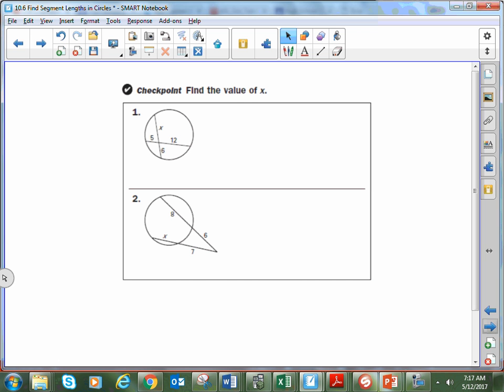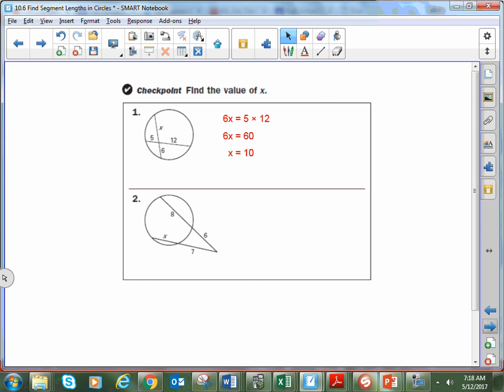All right, hopefully we have a couple of good answers here. Let's see how you did. The way I'm going to set this up for problem 1 is we're going to take the 2 segments of the chords and take the products of those segments and set them equal to each other. So for 1, I'm going to say x times 6 is equal to 5 times 12, and we're going to get 6x is equal to 60, so x is 10.